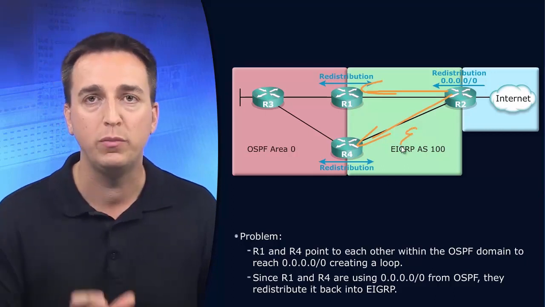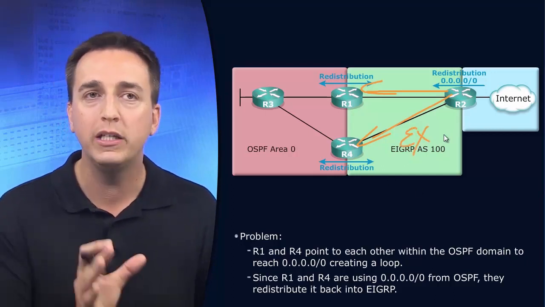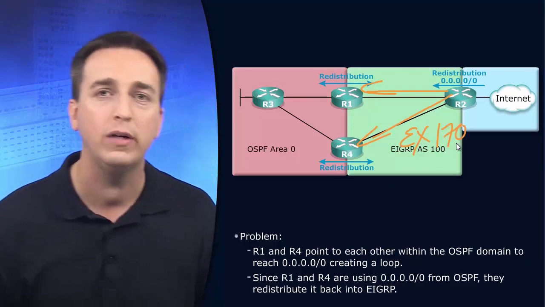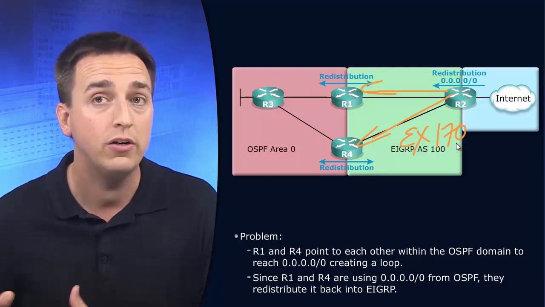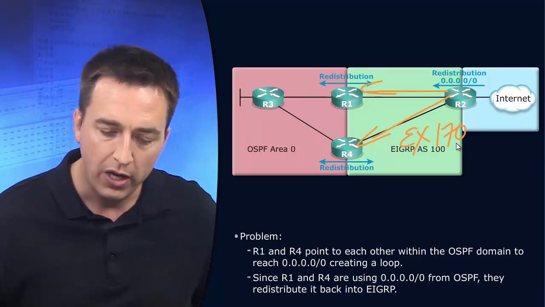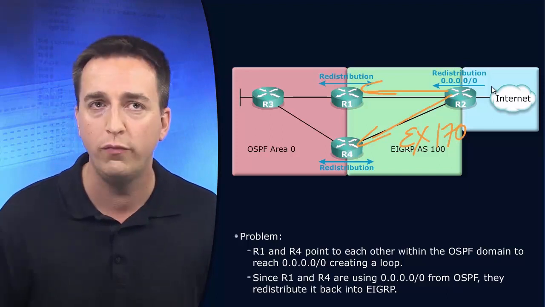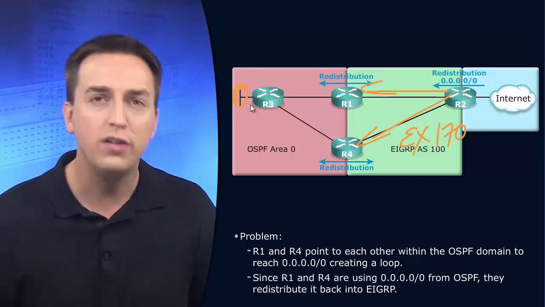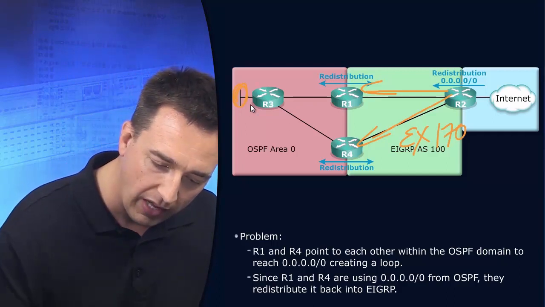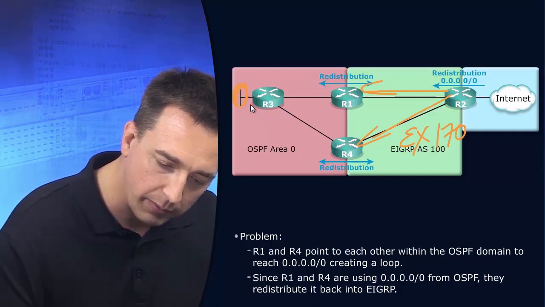Now, we set up redistribution on R1 and R4 because we need the users that are connected way over here to R3 to be able to access the internet. So R3 needs to learn about this default route as well. So we set up redistribution on R1 and R4, and through the use of type 5 LSAs, that information is going to be flooded throughout the OSPF domain.